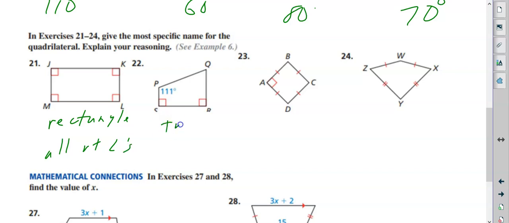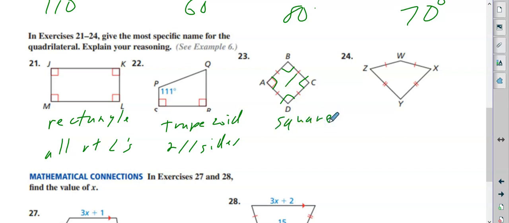22 is a trapezoid. We have two parallel sides. 23 is a rhombus because all four sides are equal, but with this 90 degrees here, that means all four are 90 because they're opposite, all equal angles, or equal sides, so it's also equiangular. So it is a square. It has congruent sides and 90-degree angles.